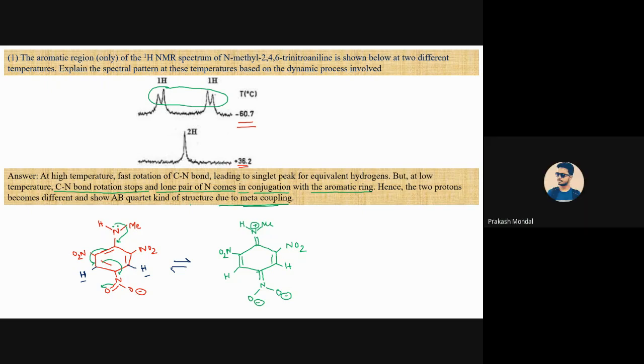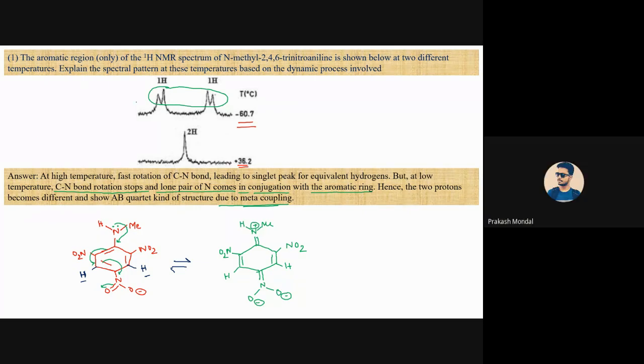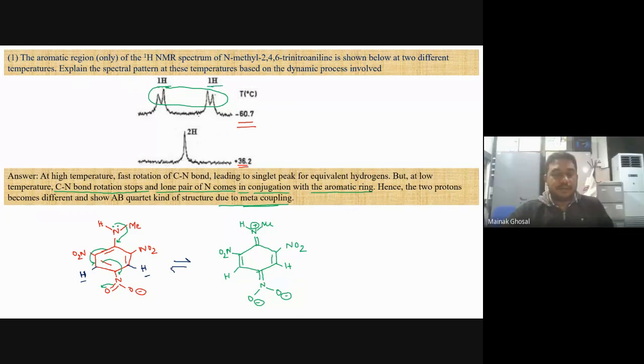Sir, will there be a chemical shift difference between these two protons at low temperature? These two protons will have different chemical shift values. Yes, different. But at room temperature, whatever you get is just the averaged out value of these two. Is that okay?